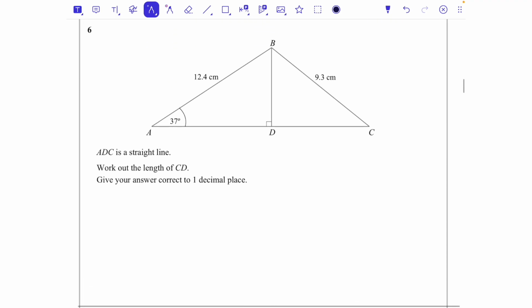Question number 6. These are both right-angled triangles. ADC is a straight line. Work out the length of CD. Give your answer correct to 1 decimal place. I'm going to pop an X here so we know what it is that we're working out. This is what we're being asked for.